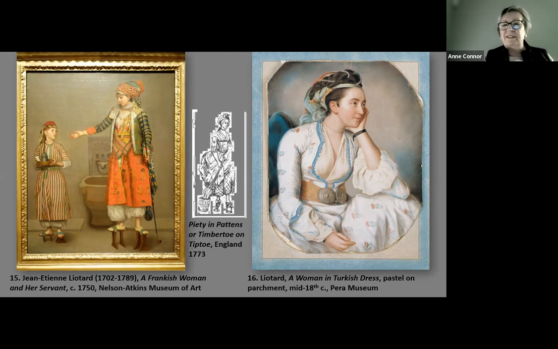On the right, we see a woman in Turkish dress, showing a very different fashion: big belts with ornate buckles, and then beautiful silkware that often came from India, with which they had direct contact.